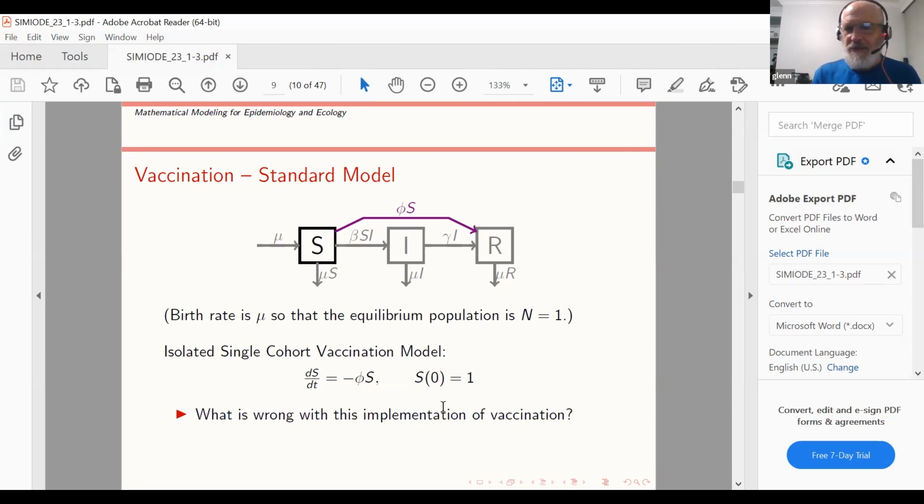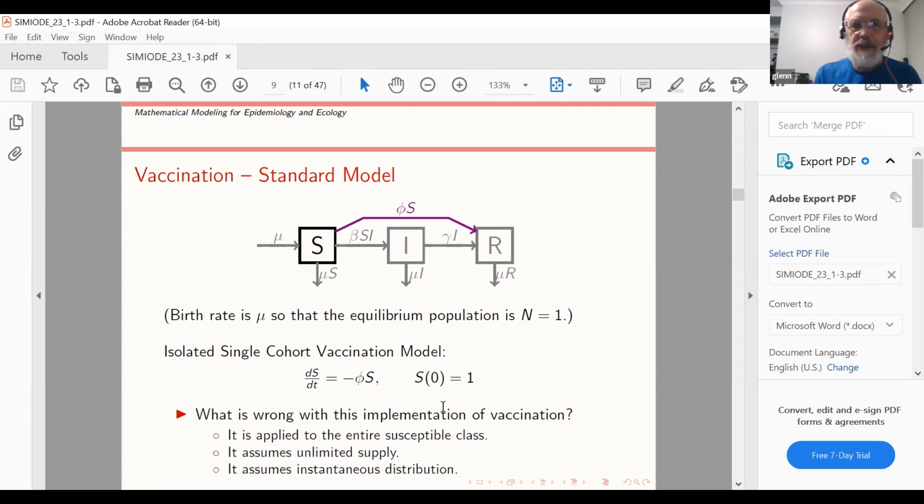So if I had time, I'd ask for suggestions from the audience, but instead I'll tell you the 3 things that are wrong with it. It's applied to the entire susceptible class, when in reality, there are people who are unable to take the vaccine and many people who are unwilling. It assumes an unlimited supply, when in reality, at the beginning of a vaccination campaign, there's hardly any supply at all. And it assumes instantaneous distribution, when in reality, distribution has to be accomplished by a limited number of healthcare workers. So all 3 of these things are flaws in the isolated radioactive decay model.